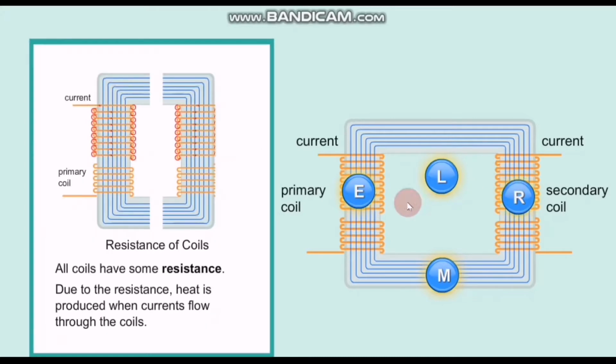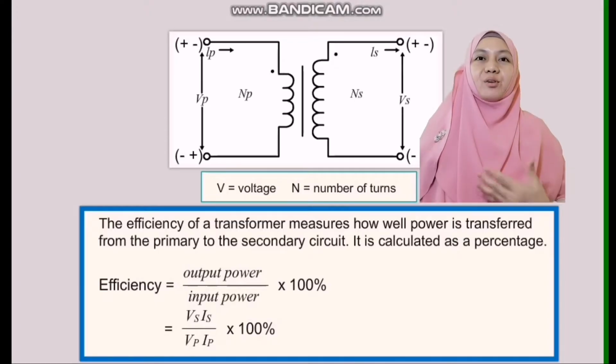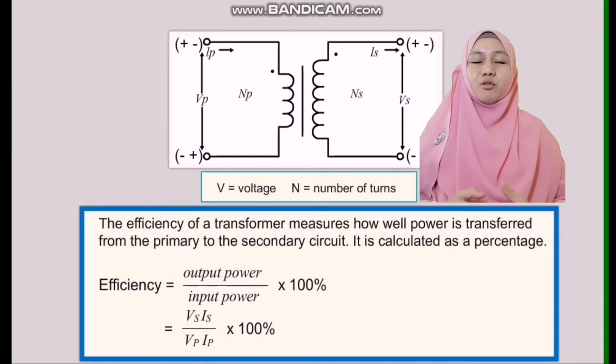And the next factor is the resistance of the coil. You all know that every single wire, every single coil has their own resistance. And due to this resistance, heat is produced when current flows through the coil. So you have to look at what are those factors causing energy or power loss in this transformer. And definitely the power loss will reduce the efficiency of a transformer.